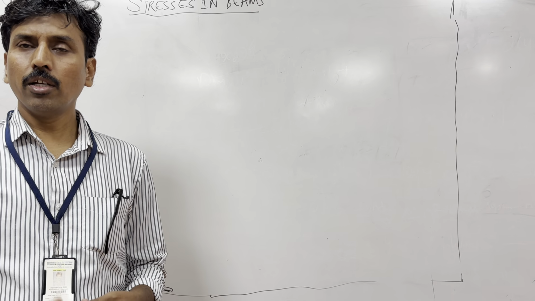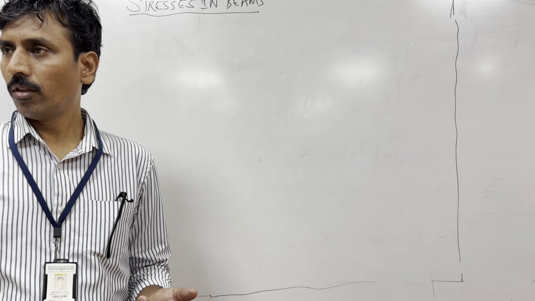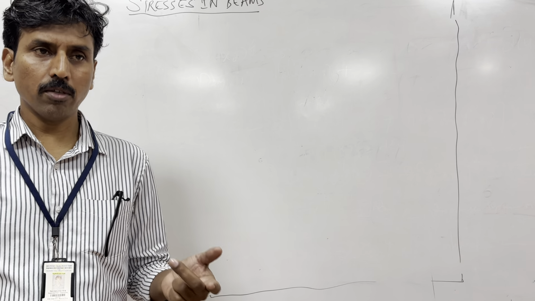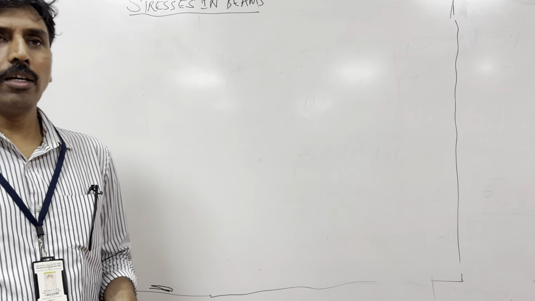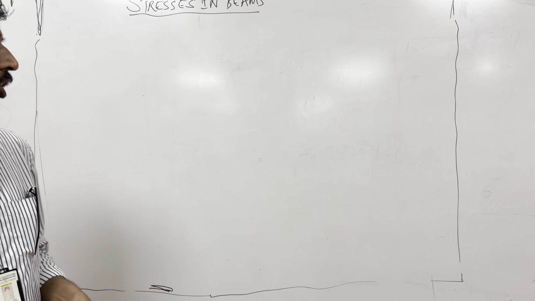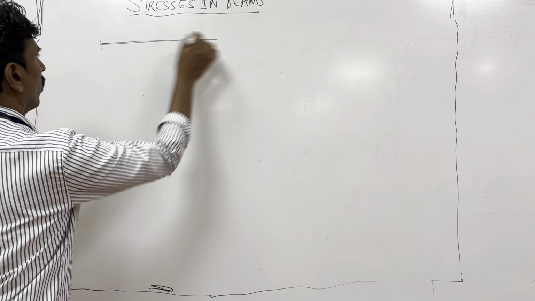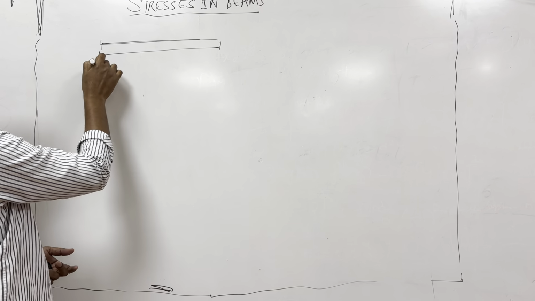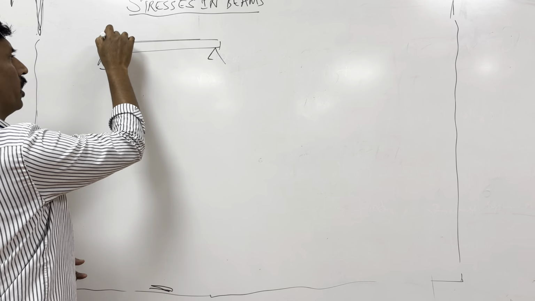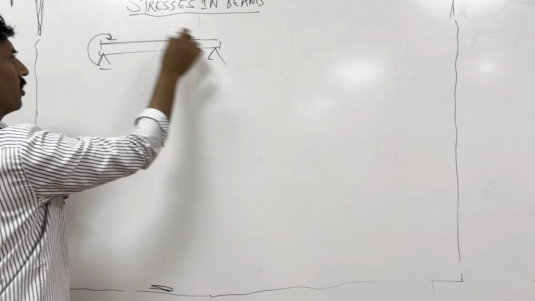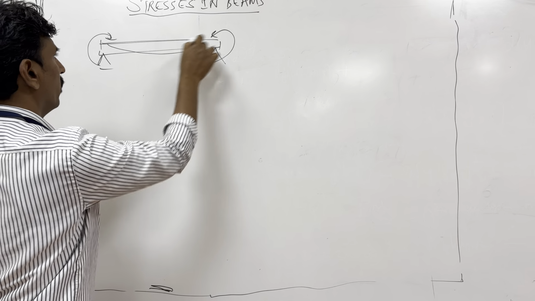I think we have seen SFD and BMD, shear force and bending moment diagrams, in beams. So a beam is basically a member which takes lateral load. So usually we write it like this. It's a beam, maybe a simply supported beam or something. When you apply a UDL or something, or even a moment at the ends like this, the beam bends like this.